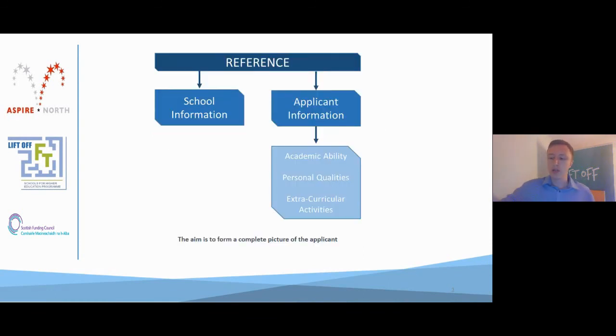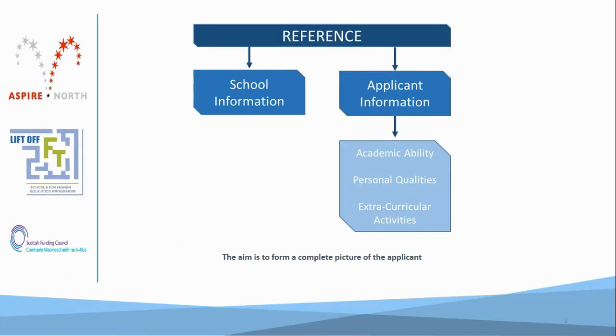So this is going to be the structure of my quick presentation. We're going to look at the requirements of a reference as a whole, and we're going to split it into two sections, the school information and then the applicant information. Now, it's really important to know that school information should only be a small amount, around 20% of the characters that you're allowed to use. Now, UCAS, lovely people that they are, have limited your reference to only 4,000 characters. We've got to make sure that the focus is really on the applicant.